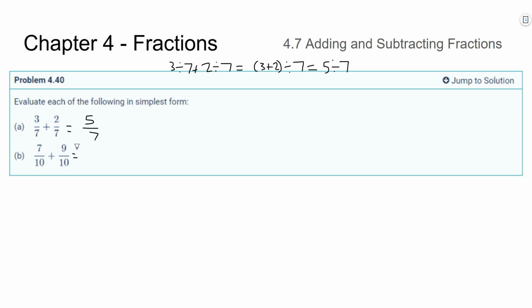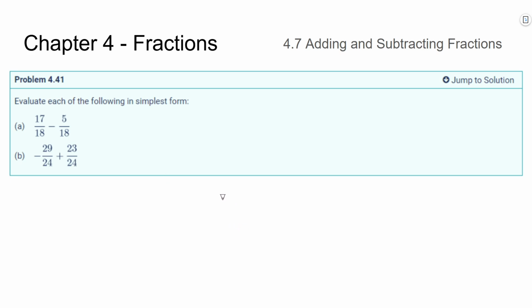And same thing here, 7 plus 9 would be 16 over 10. Always be looking to see if you can simplify fractions. So 16 over 10, if you divide both by 2, or you can say 16 is the same thing as saying 8 times 2. 10 is the same thing as saying 5 times 2. And we can cancel out those 2s. And we have 8 over 5. All right.